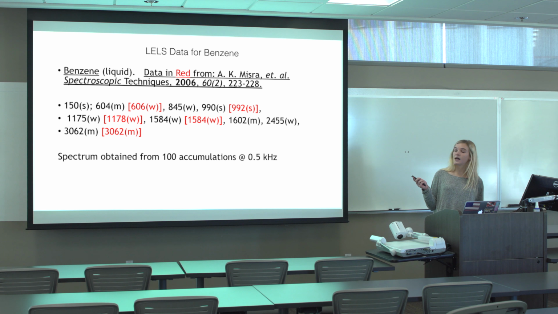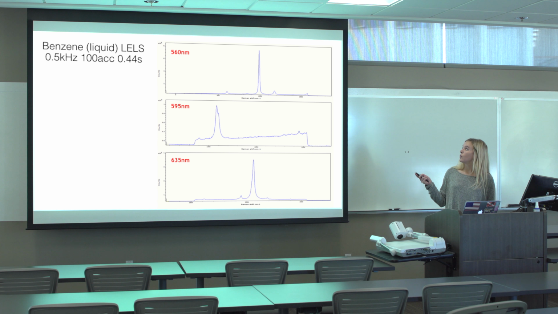Here's some of our LELS data for benzene. The black is the data that we have collected, and the red is the data that we have found in literature from Raman spectroscopy. As you can see, our data matches quite well with the data found earlier in literature. I'd like to point out we're collecting this data at 0.5 kilohertz. Here is what the spectrum looks like for the benzene at 0.5 kilohertz, from 560 nanometers to 595 to 635 nanometers. The spectra is clean and sharp.